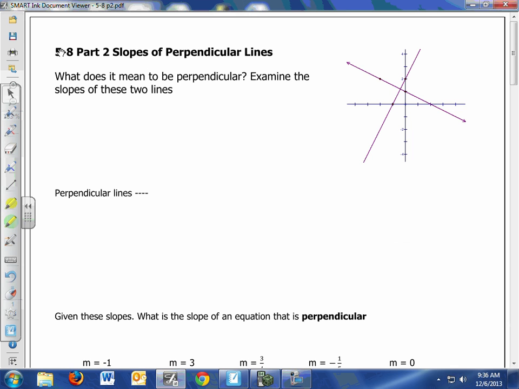Well, we already did 5/8 part 1, which was parallel lines. 5/8 split into two sections, half parallel lines. Now we're going to talk about perpendicular lines. Now, what do you guys know about perpendicular lines as of now, up until now, I guess? Mr. Cummings, what's so special about perpendicular lines? Do you know?